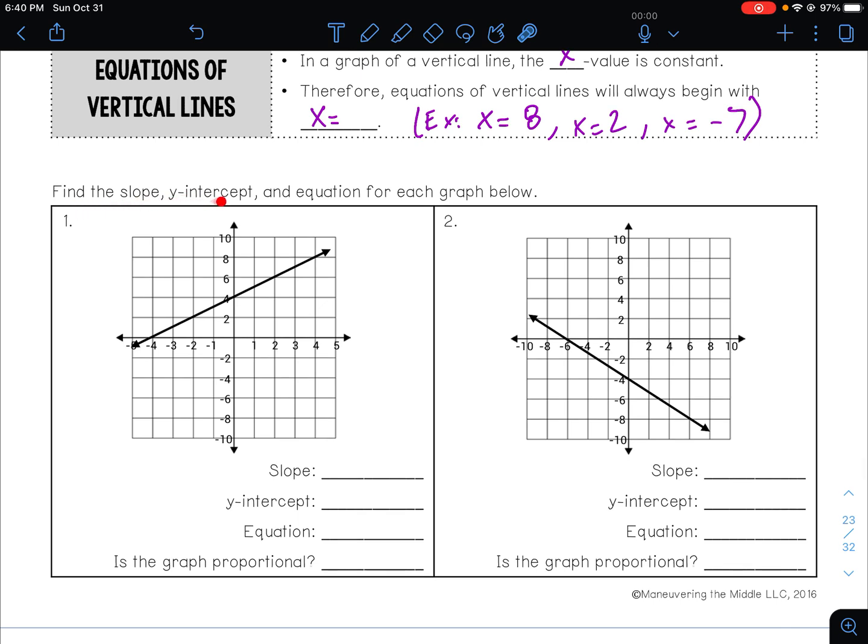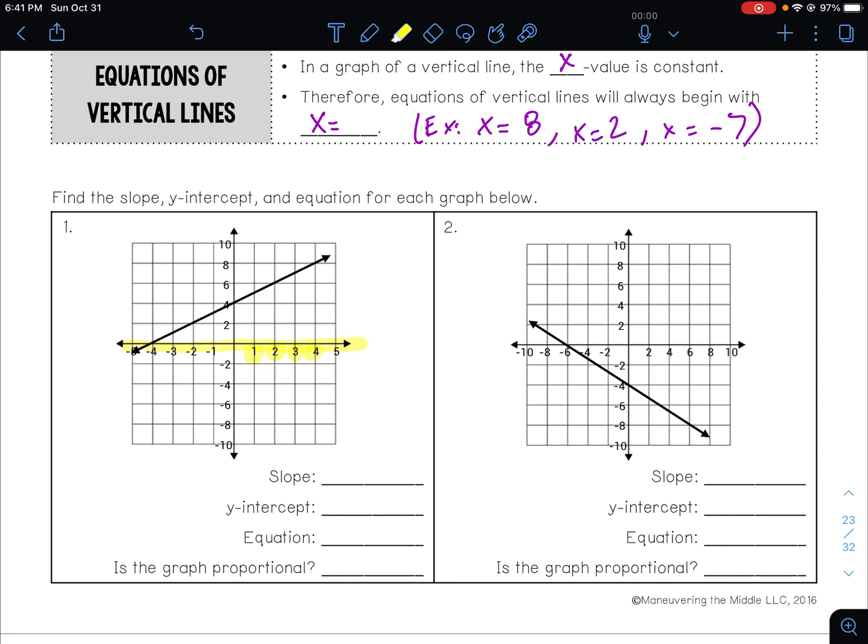We need to find the slope, the y-intercept, and equation for each graph below. Let's look at these lines. I always do the y-intercept first because it's the easiest, it's obvious. Something you need to be mindful of is checking your numbers. If you look at the x-axis, all the numbers go up by 1, like 1, 2, 3, 4, 5. But if I look at my y-axis, which goes up and down, the numbers are going up by 2, 4, 6, 8, 10. So just be mindful of that.